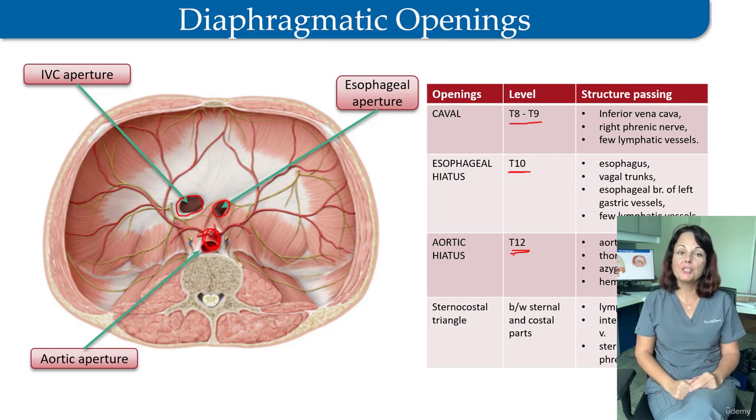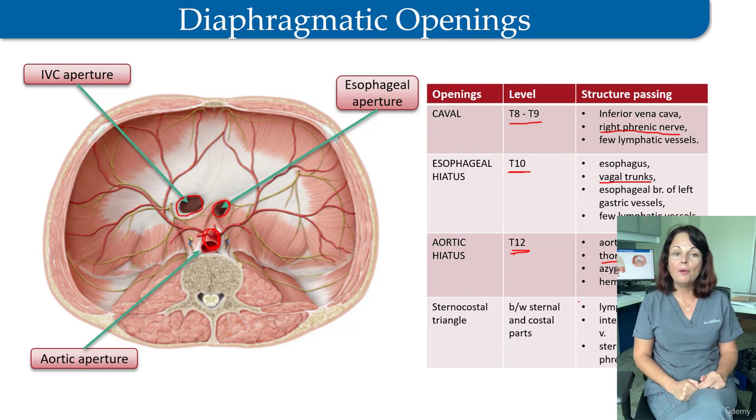The other structures which pass between the thorax and abdomen are the right and left vagus nerves, phrenic and subcostal nerves, thoracic duct, sympathetic trunks, the thoracic splanchnic nerves. What else do we have here? The right and left superior epigastric arteries, and our azygous and hemiazygous veins.